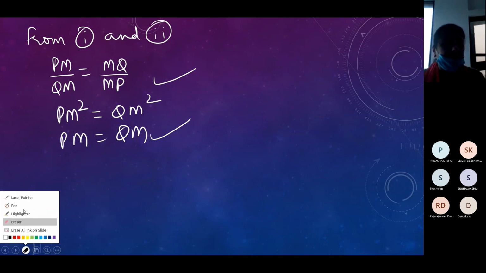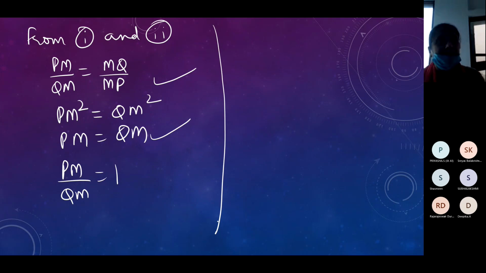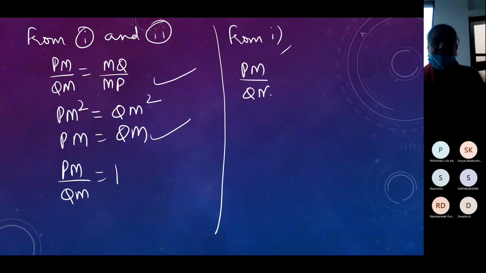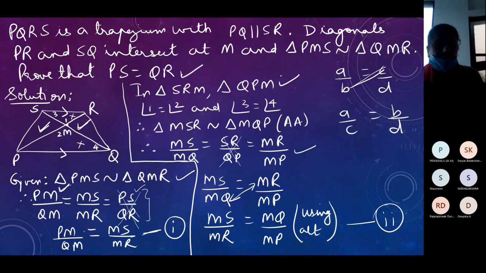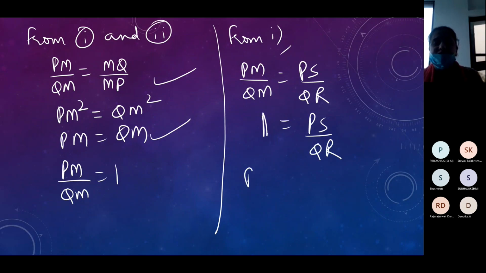Okay, so you can say PM by QM is equal to 1. If PM is equal to QM, that means PM by QM is 1. Now, from 1 we have PM by QM is equal to PS by QR. Now this is 1 is equal to PS by QR. So cross multiply, PS is equal to QR.